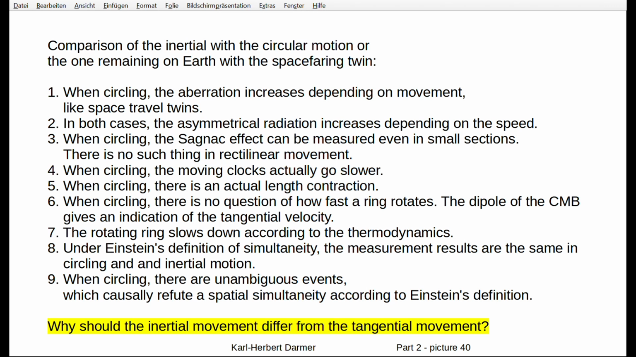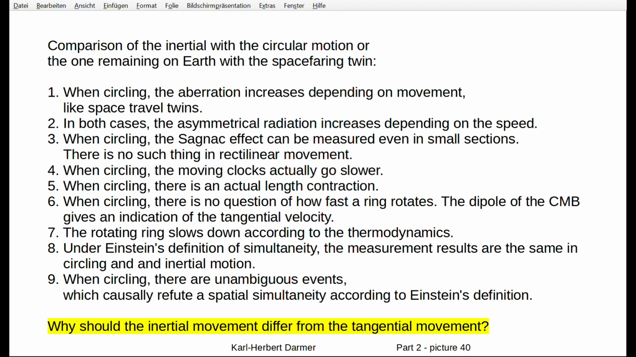Third, with today's measurement accuracy of satellite navigation, the Sagnac effect is also measurable in the partial sections. There is no such thing in rectilinear movement. Fourth, when circling, the observer's clocks actually go slower the more he sees the surrounding universe distorted by the aberration. The fact that it should be different with the rectilinear movement cannot be refuted by measurement to this day. Fifth, when circling, there is an actual length contraction corresponding to this movement. The fact that it should be different with the rectilinear movement cannot be refuted by measurement to this day.